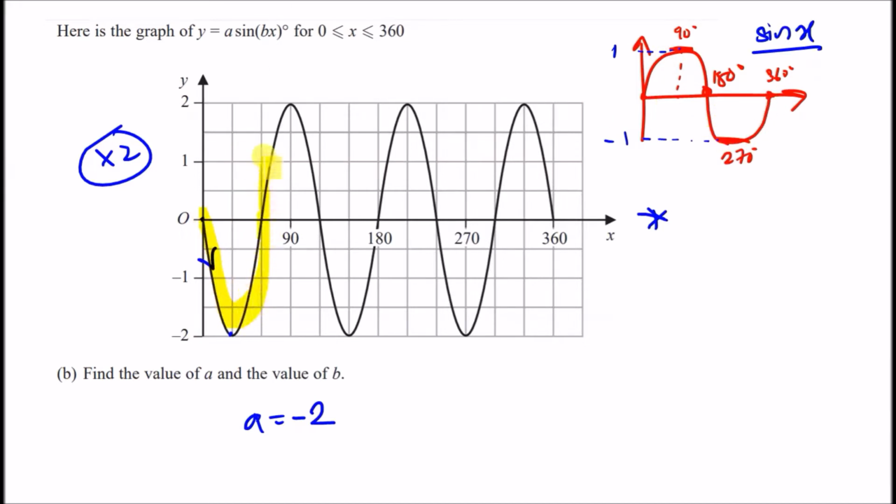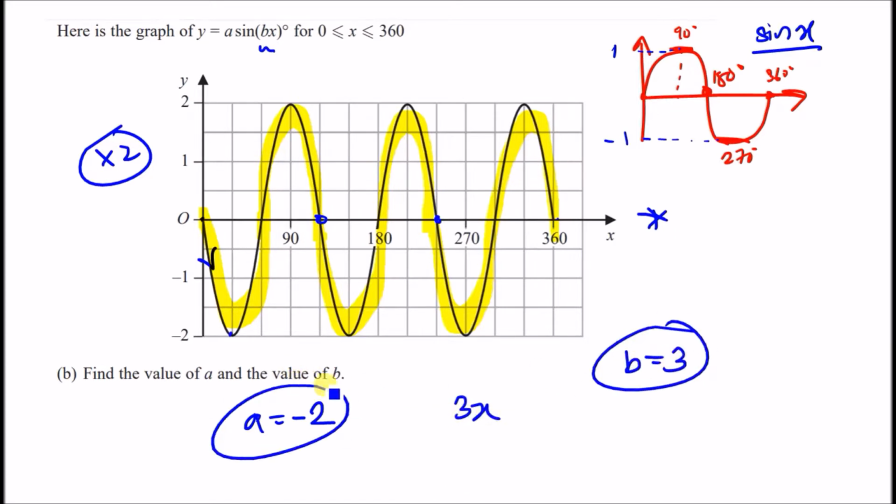1 down and 1 up, and another one, 2 and 3. So actually we've done this 3 times to get to the 360. And because you've done 3 loops, this means that the value inside the bx must be a 3x. So b is 3. And that's it. These are your 2 answers.